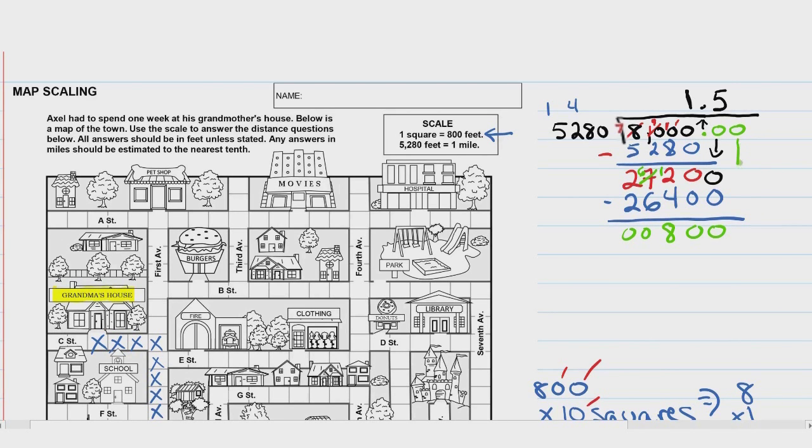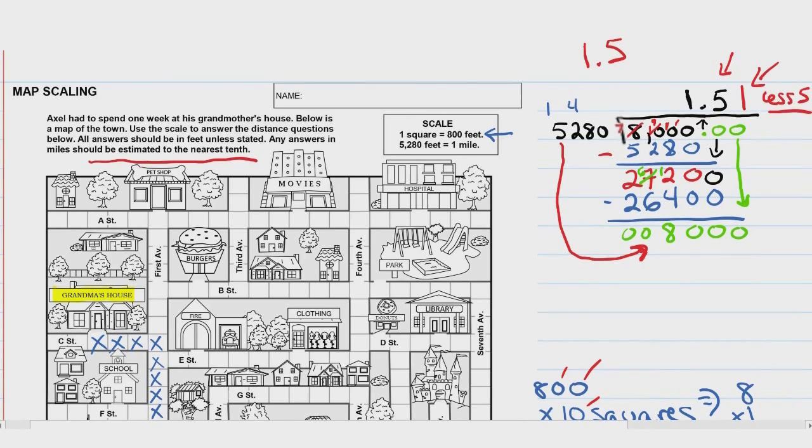Again, we have another 0. We can bring it straight down, and we get 8,000. Really quick, without even wasting time, you know this 5 can only go into this 8 one time. And the directions say we're estimating to the nearest tenth, which is right here. So I really don't have to waste my time because I already know the answer is going to be 1.5 because this number right here is going to be less than 5.